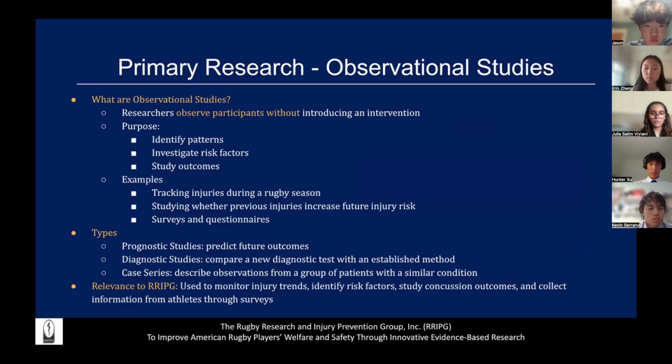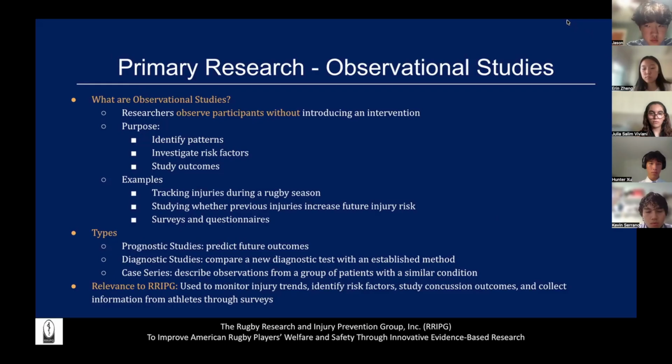For example, tracking injuries during rugby season, studying whether previous injuries increase future injury risk, and using surveys and questionnaires. There are different types of observational studies, for example, prognostic studies, which predict future outcomes. For example, if people who typically get concussions are more likely to get concussions later on.